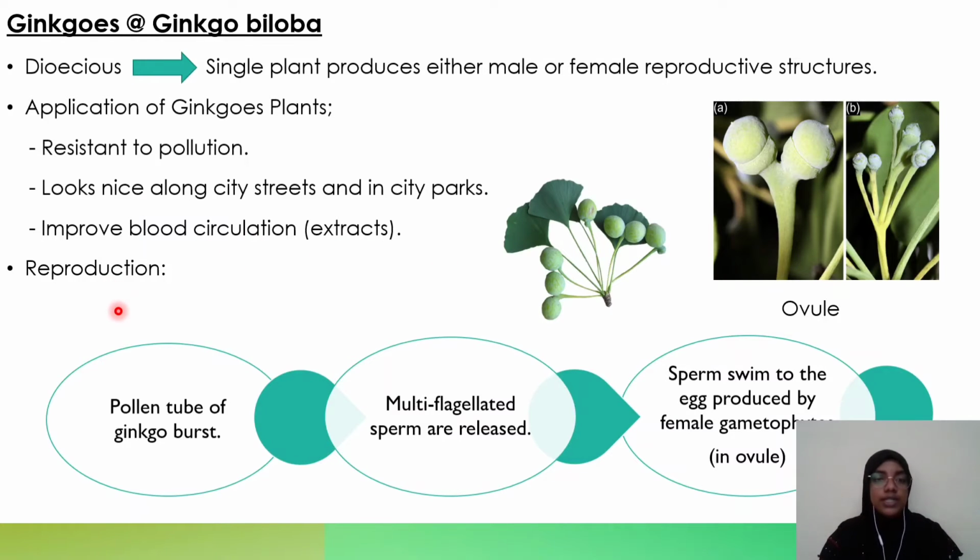Reproduction of ginkgos: first the pollen tube of the ginkgo bursts, and then the multiflagellated sperm are released, and this sperm will swim to the egg produced by the female gametophyte in the ovule. In short, the pollen tube bursts, the multiflagellated sperm are released, and this sperm will go to this ovule.